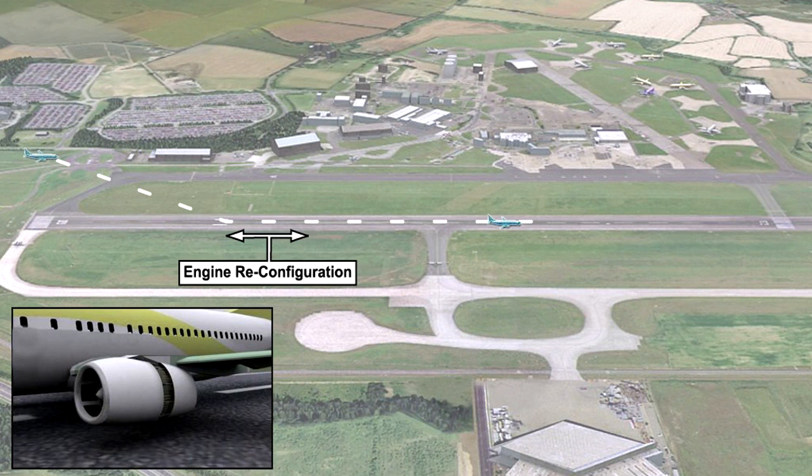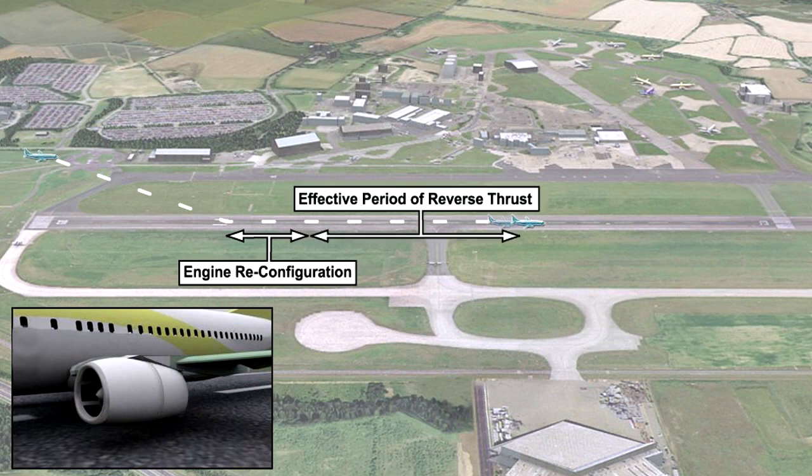As a result of this danger to the engines at low forward speeds, reverse thrust must be deactivated below about 50 knots. The combined effect of late reverse thrust activation and early reverse thrust deactivation means that the time period for which reverse thrust can be used may be quite short.